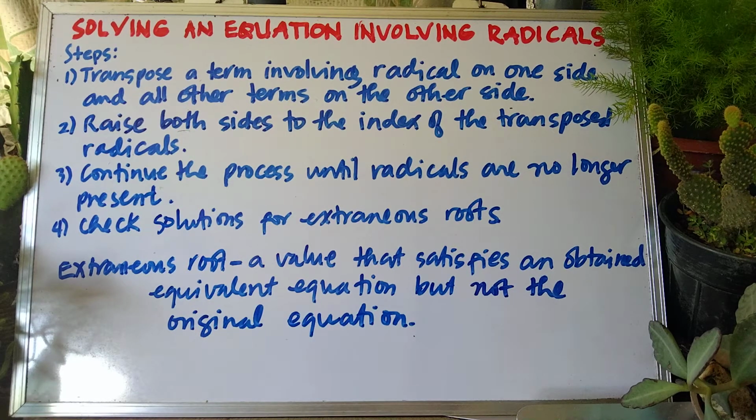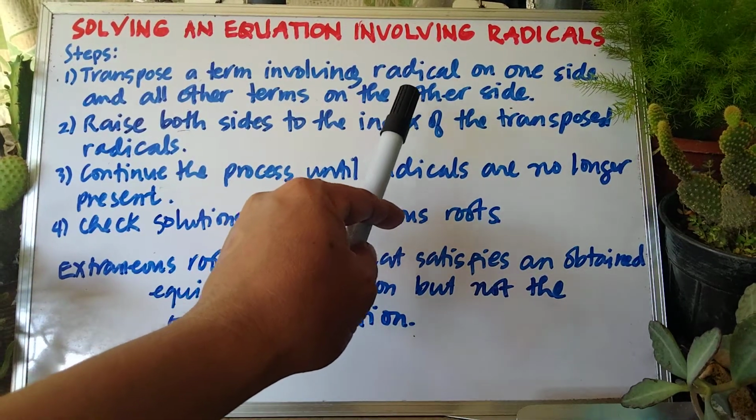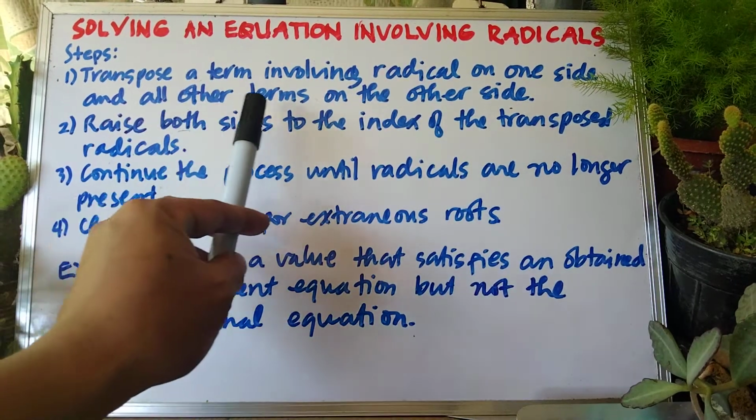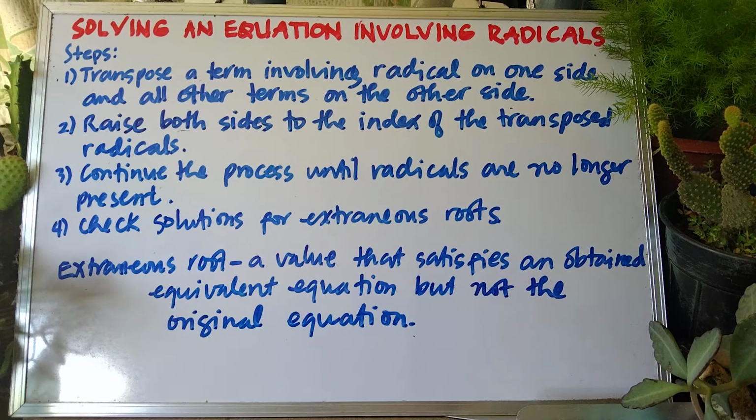So we have here some steps to consider. Ito yung mga steps na dapat nating i-follow. Step 1, transpose a term involving radical on one side and all other terms on the other side. Ibig sabihin, yung mga radicals, isusulat natin doon sa left side, tsaka yung iba naman doon sa right side.